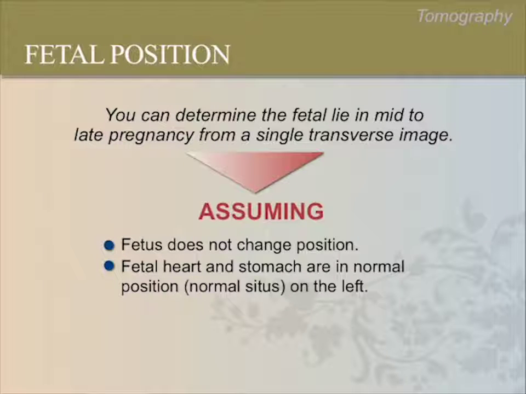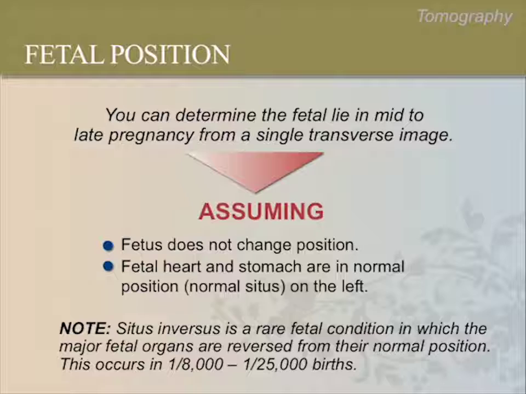Using these concepts, you can determine the fetal lie in mid to late pregnancy from a single transverse scan. This assumes that the fetus does not change its lie, and the fetal heart and stomach are in normal position, called normal situs, on the left. Note that there's a very rare fetal condition called situs inversus, in which the major fetal organs are reversed from their normal position. This occurs in 1 in 8,000 to 1 in 25,000 births. We will assume normal development of the fetus because situs inversus is so rare.